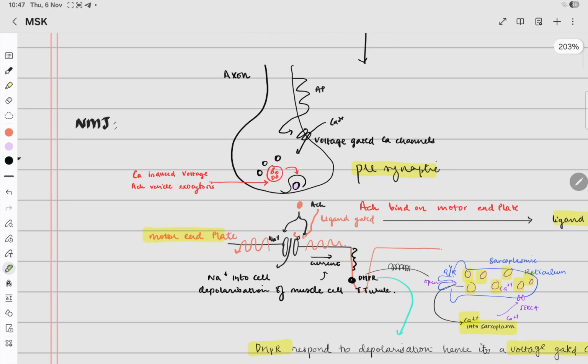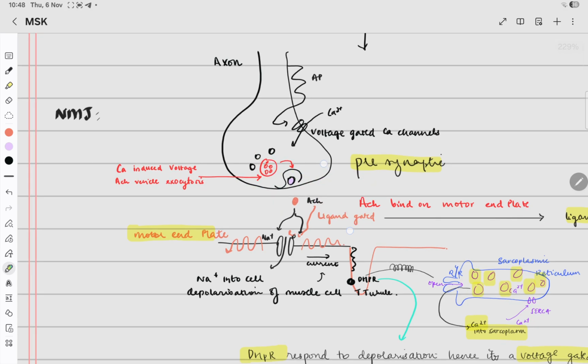When we look at it at a microscopic level, the axon will carry the action potential, which further will open the voltage gated calcium channel. So this is depolarizing and this is getting open. The calcium channels are getting open and it causes a calcium induced acetylcholine vesicle exocytosis. That means as the calcium is increased inside of the axon, it causes the vesicles of the acetylcholine to exocytose and then reach the synaptic cleft.